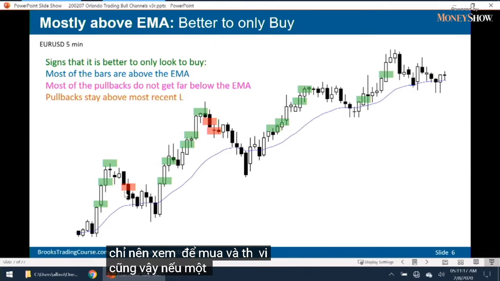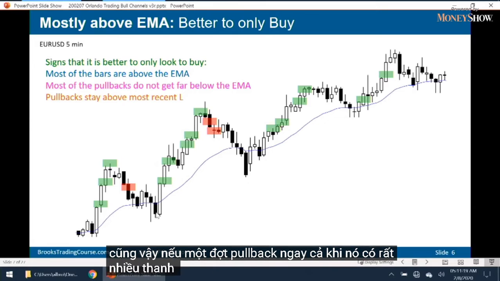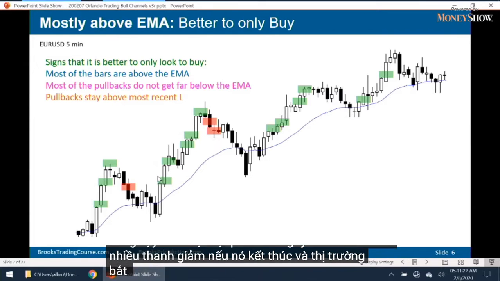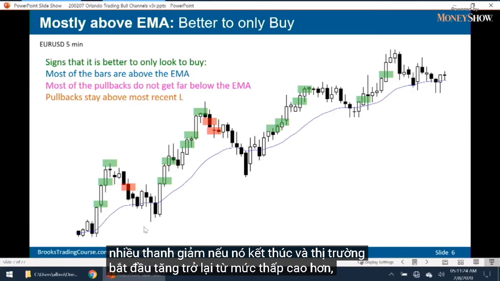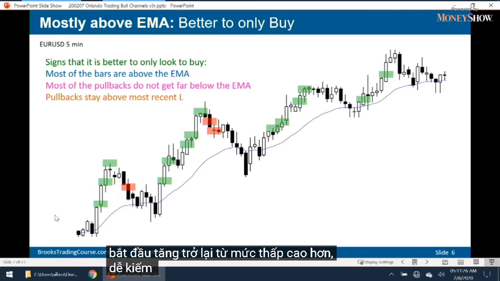And then also, even if a pullback has a lot of bear bars, if it ends and the market starts to resume up from a higher low, it's easier to make money looking to buy.